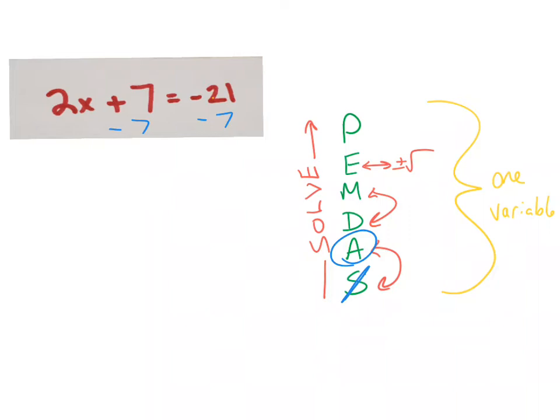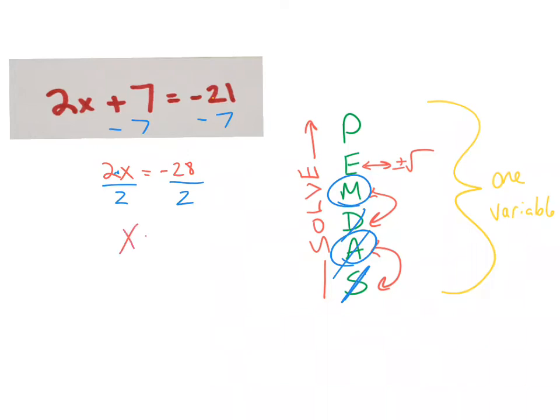So the 7's cancel out on the left side, so I have 2x equals minus 21 minus 7, which is minus 28. Think about it. If you owe your dad $21 and you borrow 7 more, you owe him $28. Now there is no longer any addition. I don't see any division. I see multiplication. That's 2 times x. How do I get rid of multiplication? I divide.